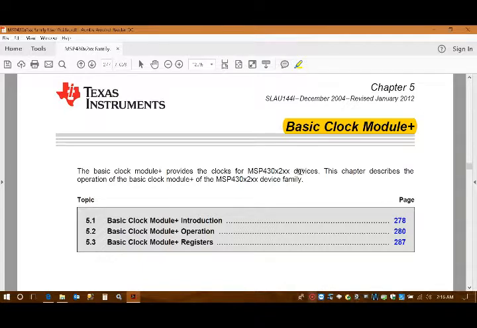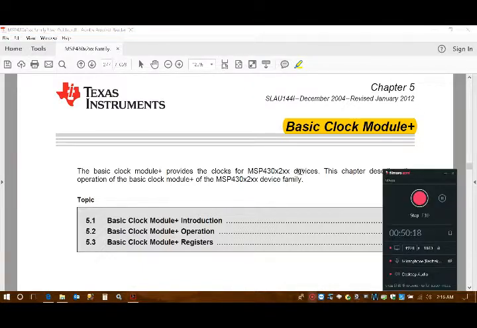We'll start off from chapter 5, where we will be learning the entire clocking module configuration, including the registers, and we will do the lab where we will test it.